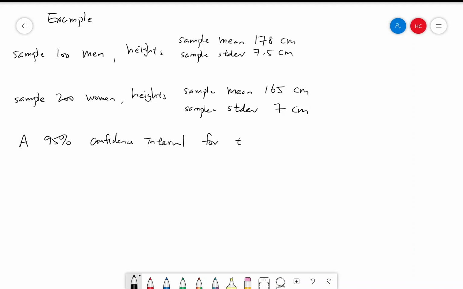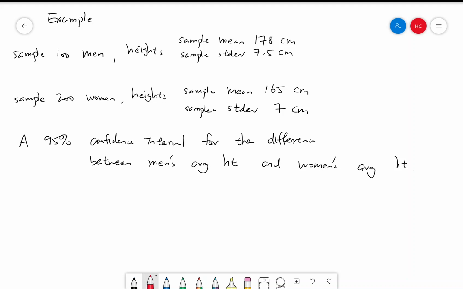for the difference between men's average height and women's average height. Okay, so let's first identify the things we need. This is the sample size for x, this is the sample size for y, and this is our x bar, this is our y bar, and this is our sample standard deviation for x, and this is our sample standard deviation for y.